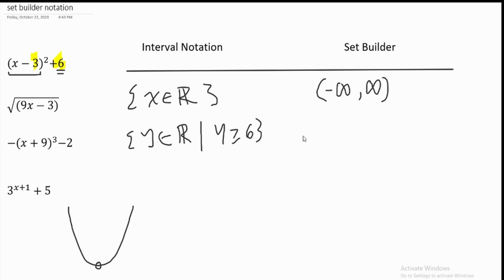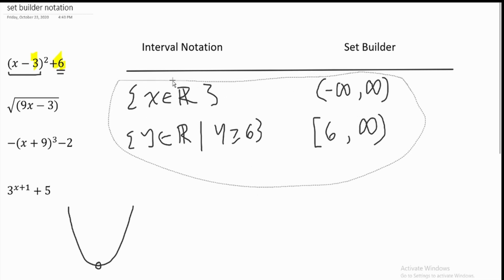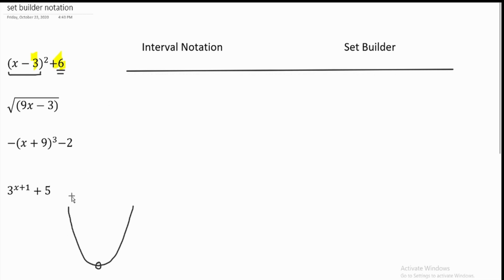So that should be pretty good. Now for interval notation, it's pretty simple. We have the closed bracket, we start from 6, comma, and on to infinity. That should be pretty simple. We've done this in grade 10, I believe. So we have our set builder notation here for the domain and range, and we have the interval notation. Let me clear the board here, and let's move on to the next one.